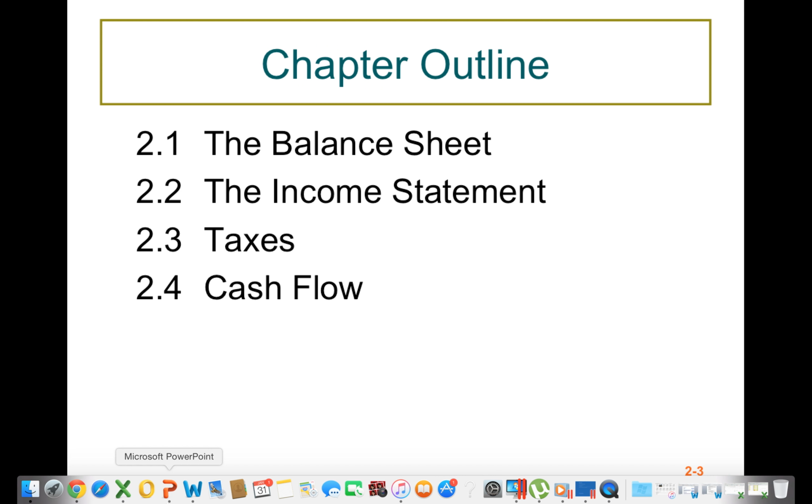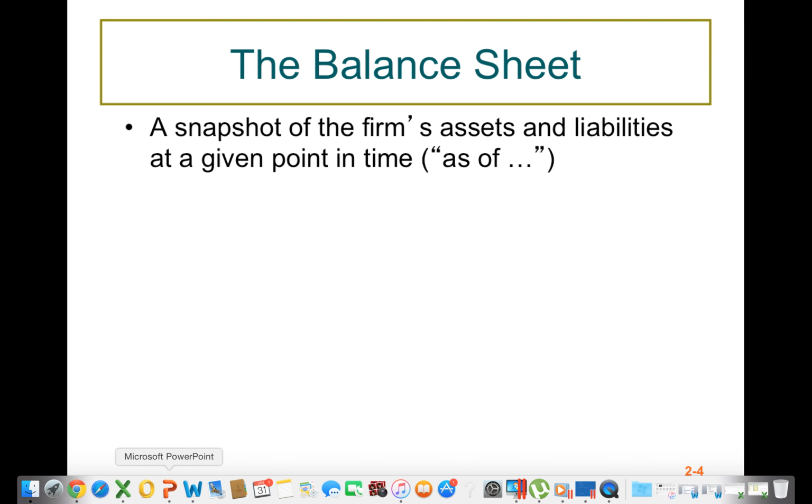The outline looks as follows, where we will begin with the balance sheet. We'll go into the income statement, talk a little bit about taxes, and then we'll get into the statement of cash flows. So I can say this much: 2.1 and 2.2 should be very familiar to what you've already covered in accounting. 2.3 and 2.4 might have some new elements to them. Okay, so let's start out with the balance sheet.